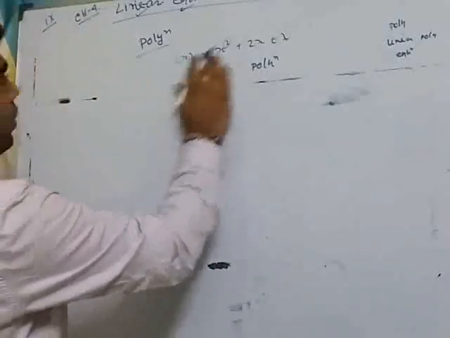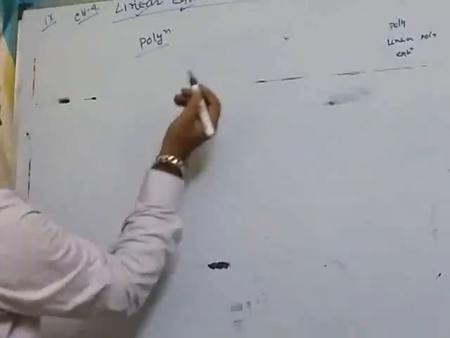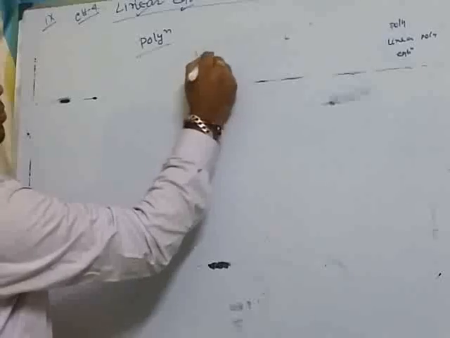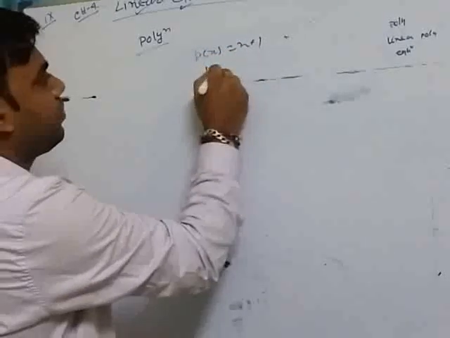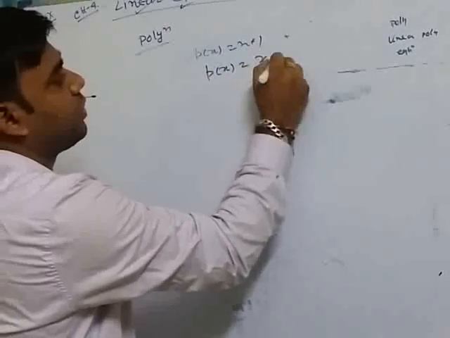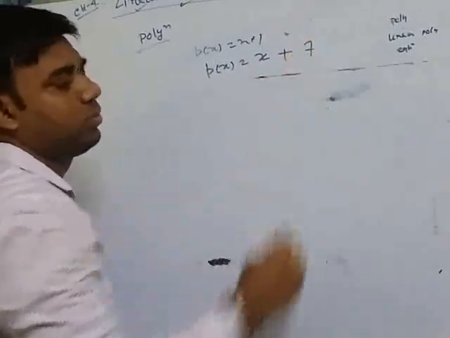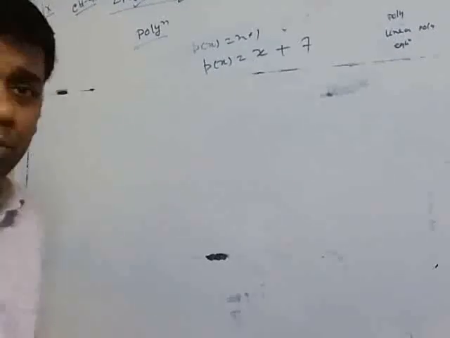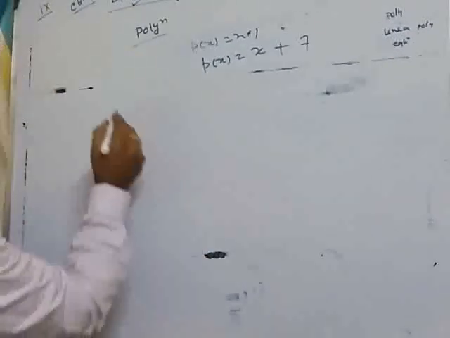Next, that is a linear polynomial. For example, x plus 1 is a linear polynomial. These are the examples of linear polynomial. Next, what is equation?